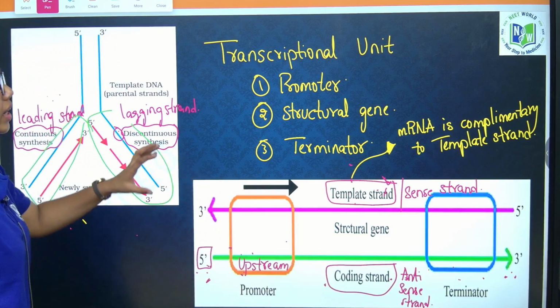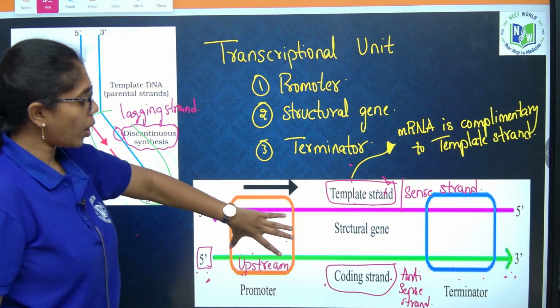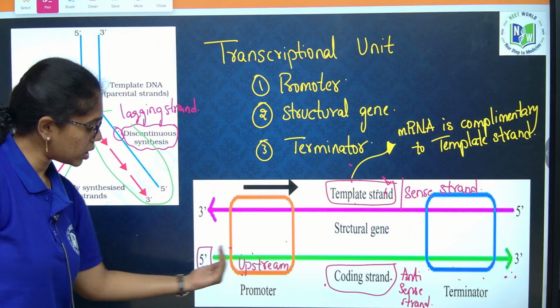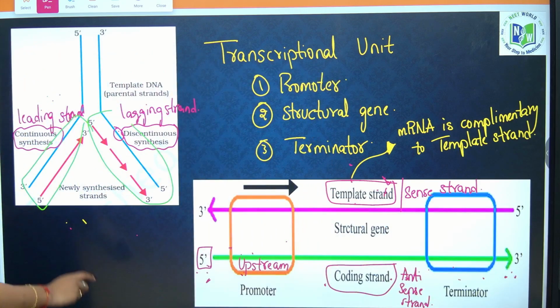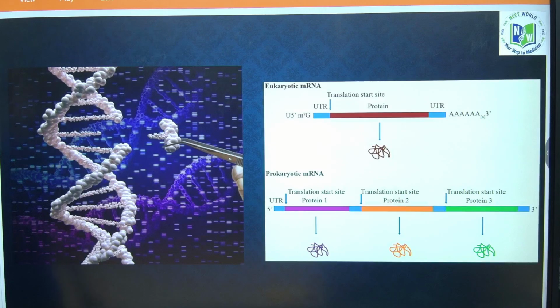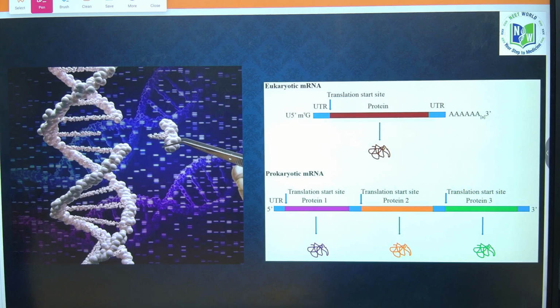Is this fine? A transcriptional unit includes 3 components. What are they? Promoter, terminator and a structural gene. Promoter is towards the upstream, terminator is towards the downstream. Clear? Now, before entering into the transcription in detail, let us understand what a gene is in specific.